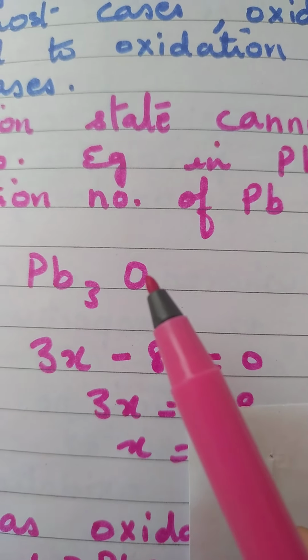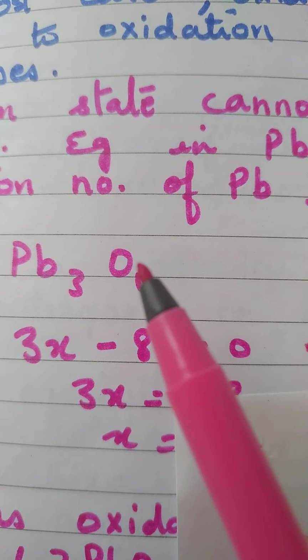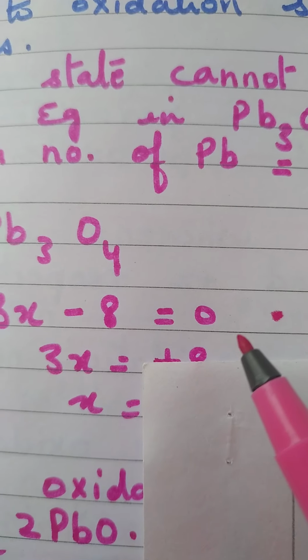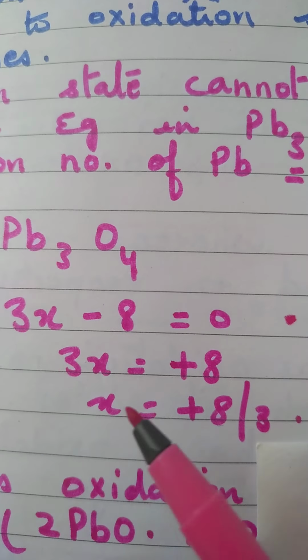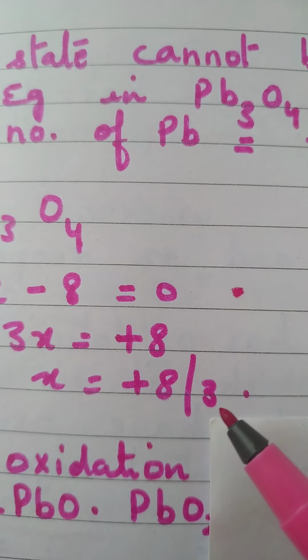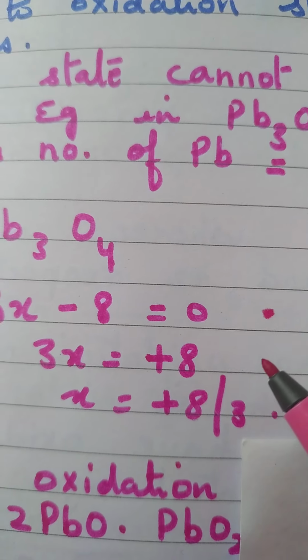3X, and each oxygen is minus 2. Minus 2 into 4 is minus 8. So 3X minus 8 is equal to 0. So 3X is equal to, bringing it this side, plus 8, or X is equal to plus 8 by 3. So we have got the value in fraction.